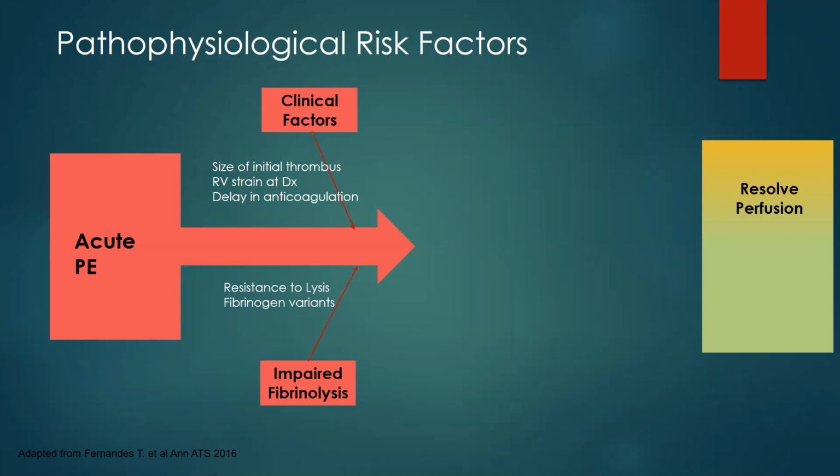There's some thought that resistance to lysis, so there are patients that, and I think more rarely you'll see, but you'll see that, for instance, get TPA and still have persistent perfusion defects. And part of that is thought to be they have some underlying chronic disease, and then part of that is thought to be impaired fibrinolysis, and they may have some fibrinogen variants.